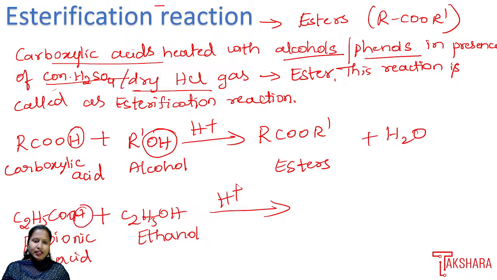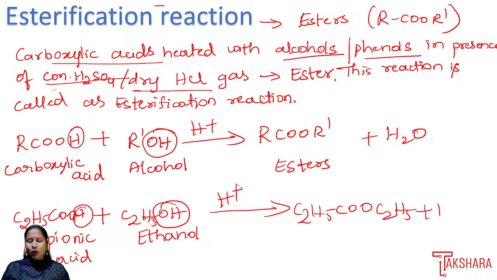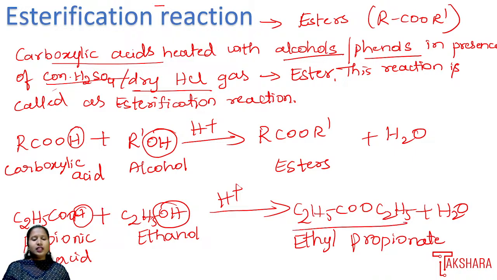So here again a water molecule is going to be removed, and we will get C2H5COOC2H5 plus water. C2H5COOC2H5 is called ethyl propionate. Ethyl propionate product is going to form, which is called what?